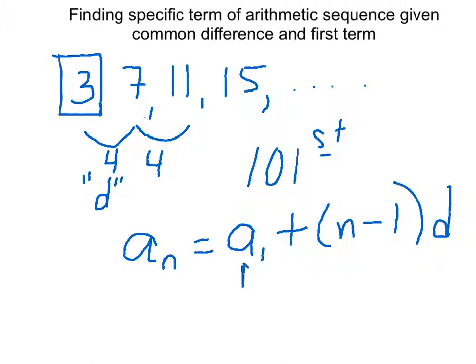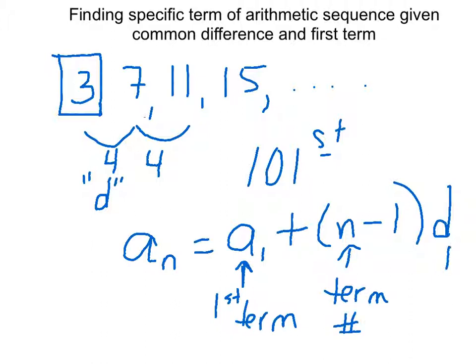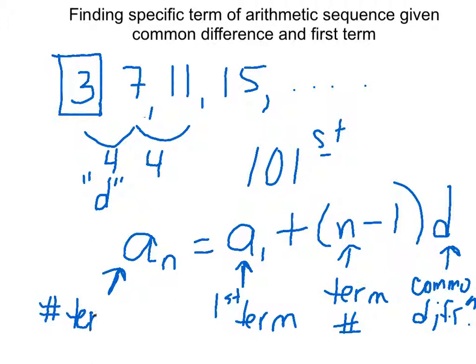A sub 1, that's how you would say that. That's your first term. The n is the number term that you're looking for, so if you're looking for your 101st term, you would put 101 in there. D is your common difference, so in the example above, it would be 4. And finally, A sub n is the number that you're looking for in the sequence. When I get to my 101st term, what is the answer?